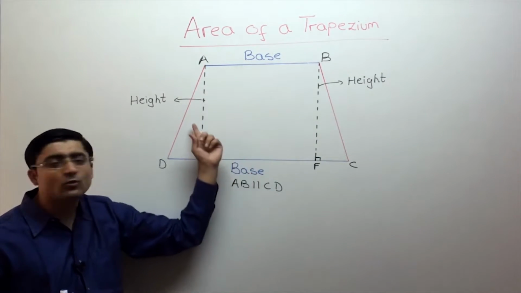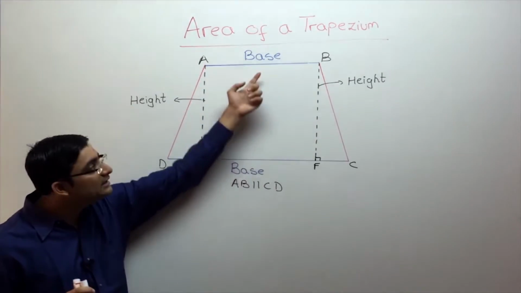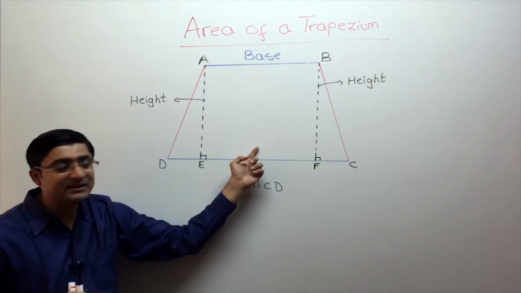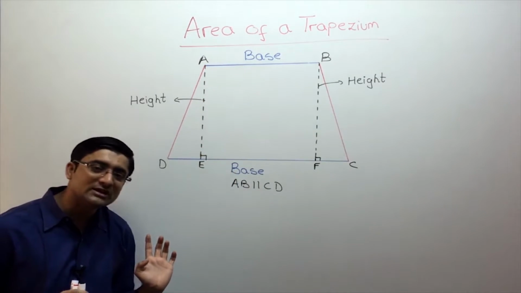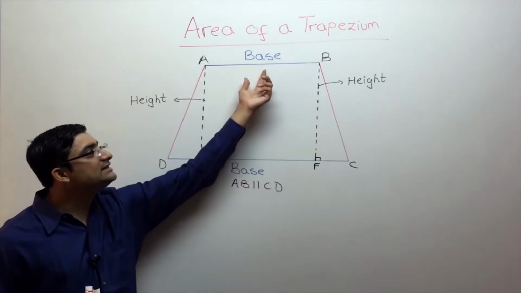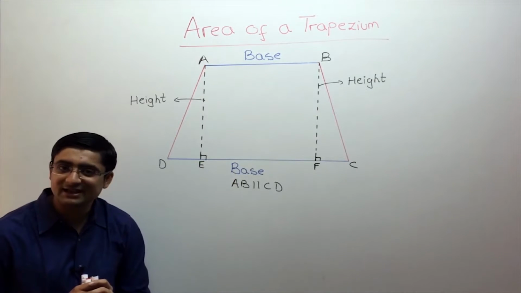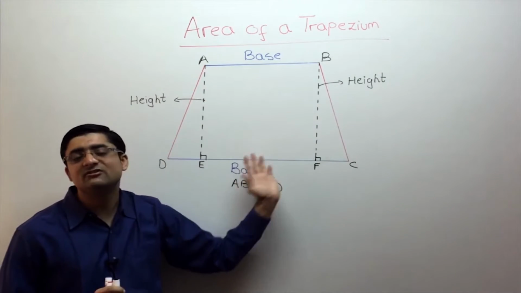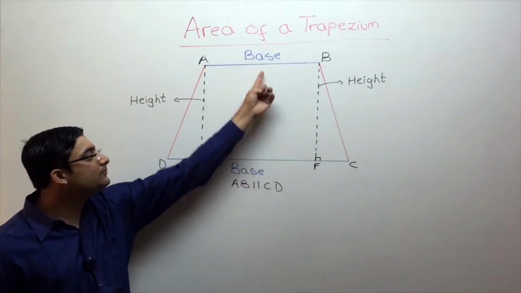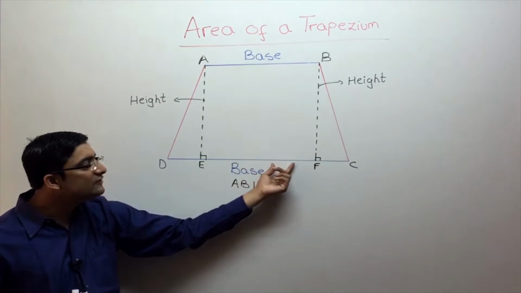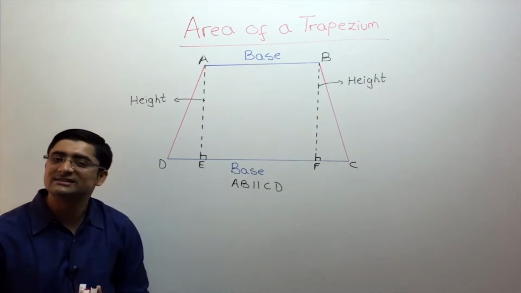Now, what is the base and what is the height? Each of these parallel sides is the base, and the distance between these two parallel lines is the height. So these are the basic terms related to a trapezium. What is a trapezium? A four-sided figure in which one pair of opposite sides are parallel. Each of the parallel sides is called the base, and the distance between the two parallel sides is the height.